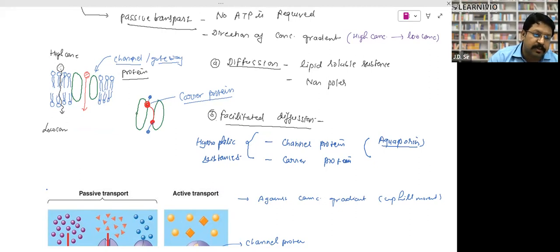So this is the channel protein. Along with the channel protein, there is a different protein that is called carrier protein, a second protein called carrier protein. Carrier protein will pick from here and drop inside, right? But energy will not be spent. Tell me, is it clear or not? Yes. Great.